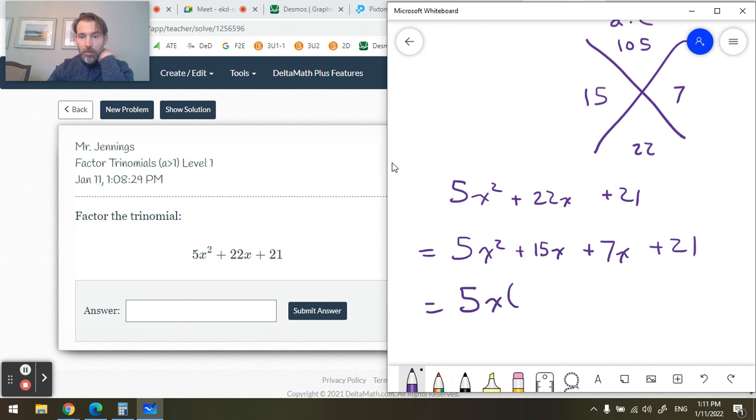5x will come out because they both have an x. And then I would need to have x here because this times x would give me 5x squared back. And then this times 3 would give me 15x.